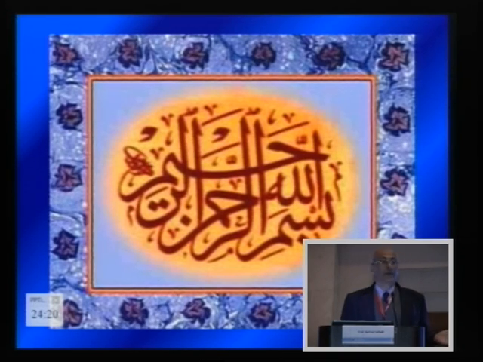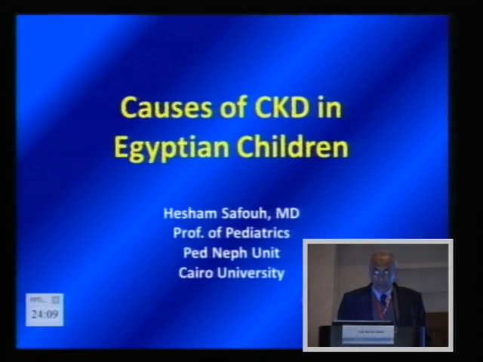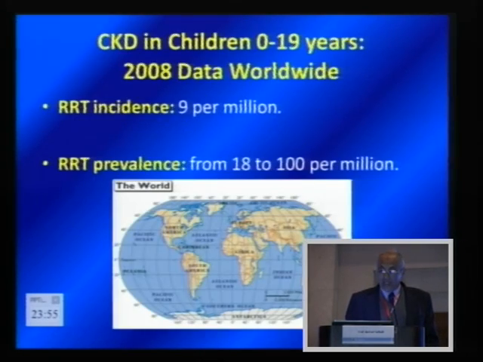I'm not going to give you any advanced scientific lecture like the ones we've just seen before, and I'm not interested in boring you with details of statistics. The correct title of this talk was The Causes of CKD in Egyptian Children. The reason I thought it might be suitable to present this talk is that, as you will see along the talk, we are still lacking a lot of information about the causes of CKD in Egypt, both in children and in adults.